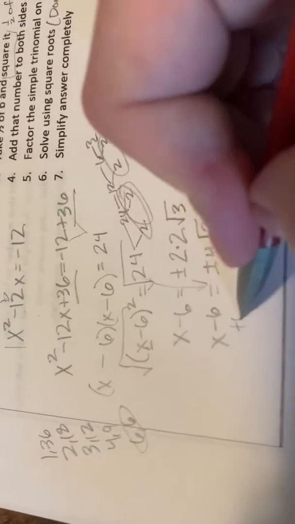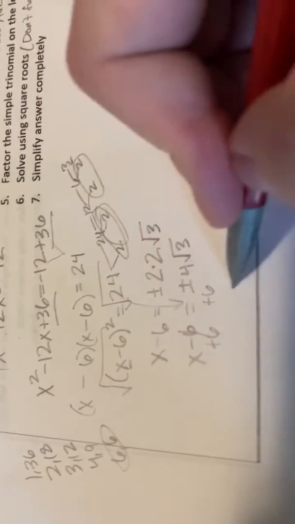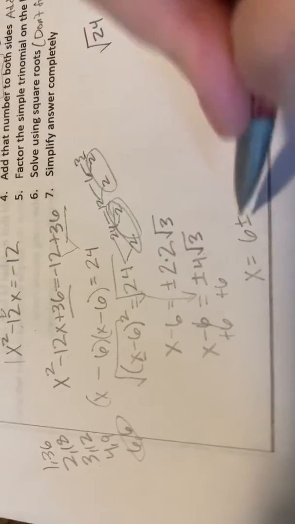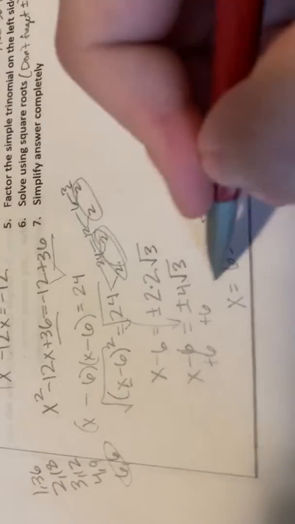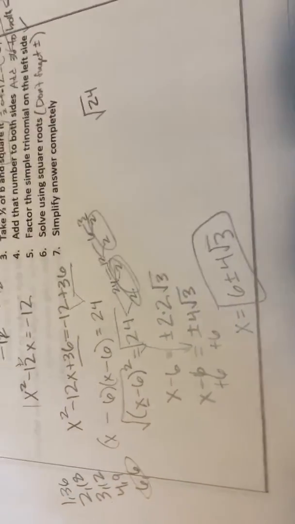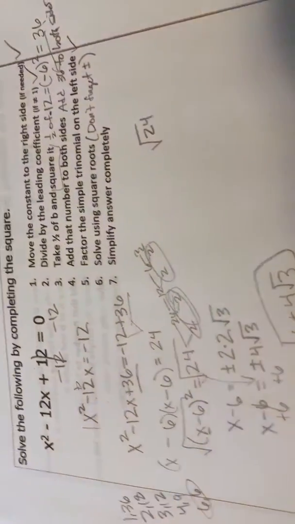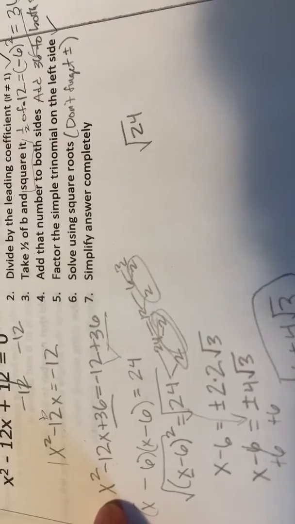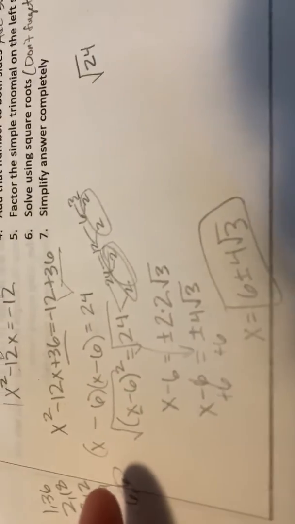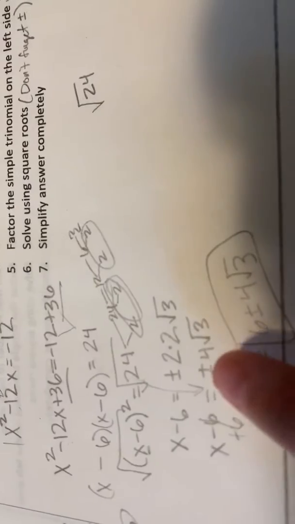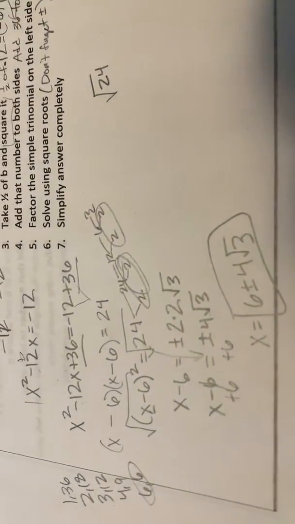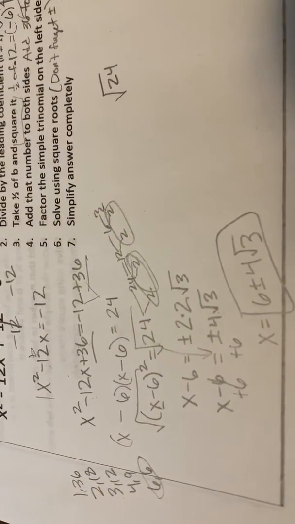I still have to add the 6. I still put it in front of the plus or minus. So we get 6 plus or minus 4 square root of 3. Okay, there's a lot of skills needed in this problem. We needed to know how to factor a trinomial. Okay, we needed to realize that this is the factor squared. And then we have to be able to do what we learned last time, solving using square roots. And within that, we also need to know how to simplify square roots. So there's a lot being tested on these completing the square problems.